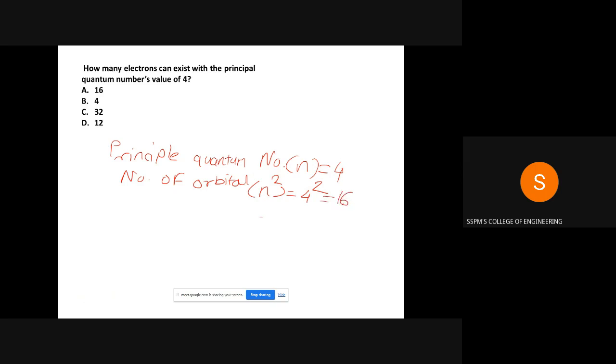So the number of orbitals is equal to n square. This is a formula. The principal quantum number is n. The number of orbitals is n square, which is 4 square, that is 16. Then the number of subshells is equal to the principal quantum number.